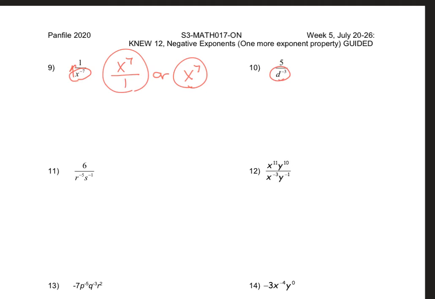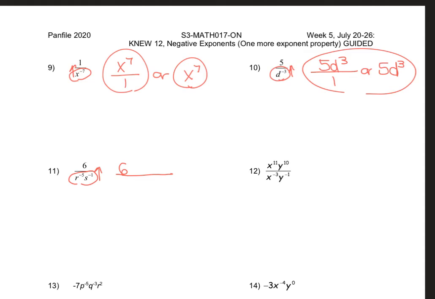Same thing with number 10, d to the -3rd, not happy on the bottom. It wants to come up with the 5. Make sure when you bring it up, you leave the 5 there because the 5 was happy. The 5 does not want to switch spots. Okay. Number 11, both the R and the S are unhappy on the bottom in the denominators, so you want to bring both of them up. The 6 stays put because the 6 is happy. There's nothing negative about the 6.